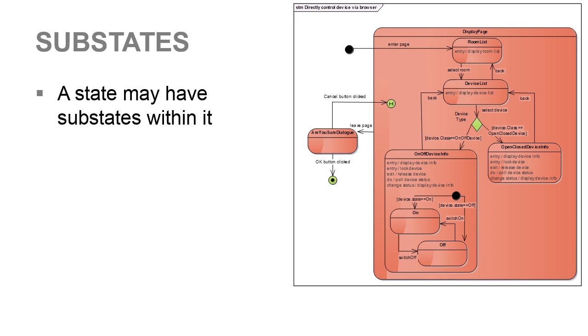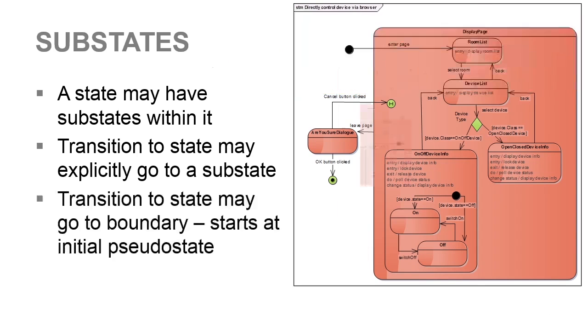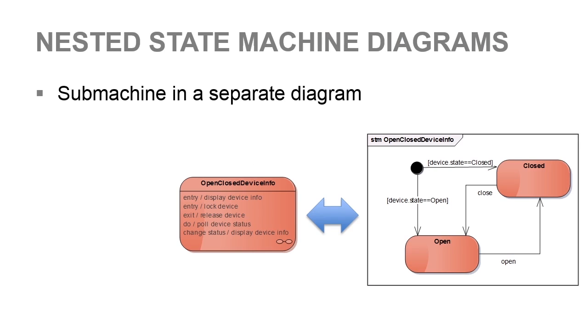machine that consists of the state room list, device list, on-off device info, and open-close device info. When a transition goes to a state that contains substates, the transition can go directly into the state to one of its substates, and the state machine will start executing there, as we've done with the transition to room list. Alternatively, the transition can go to the boundary of the state, and the state machine nested inside it will begin execution depending on the default state, which is indicated here by using an initial state in the submachine to control where execution starts.